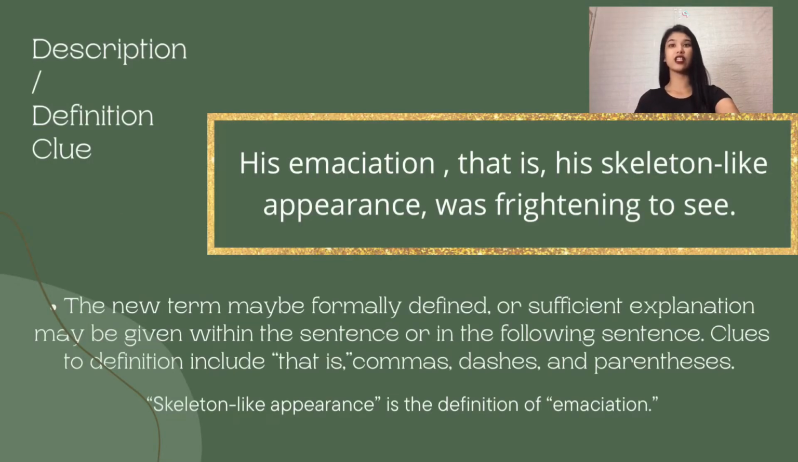First, we have the description or definition clue, where the new term may be formally defined or sufficient explanation may be given within the sentence or in the following sentence. Clues to definition include that is, commas, dashes, and parentheses. For example, his emaciation, that is, his skeleton-like appearance, was frightening to see. Emaciation here means skeleton-like appearance.